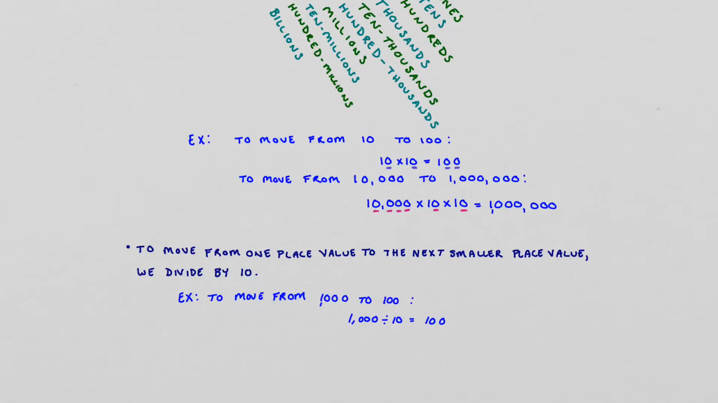Hopefully, it also seems intuitive that if we wanted to move from one place value to a place value that is lower, we would divide by 10. For example, if we wanted to move from 1,000 to the next smallest place value of 100, we would divide by 10. Notice here we almost have a subtraction of zeros between the two values. So 1,000 has 3 zeros, and then we're dividing that by 10, which has 1 zero. Notice that we have a result of 100, which has 2 zeros in its number.